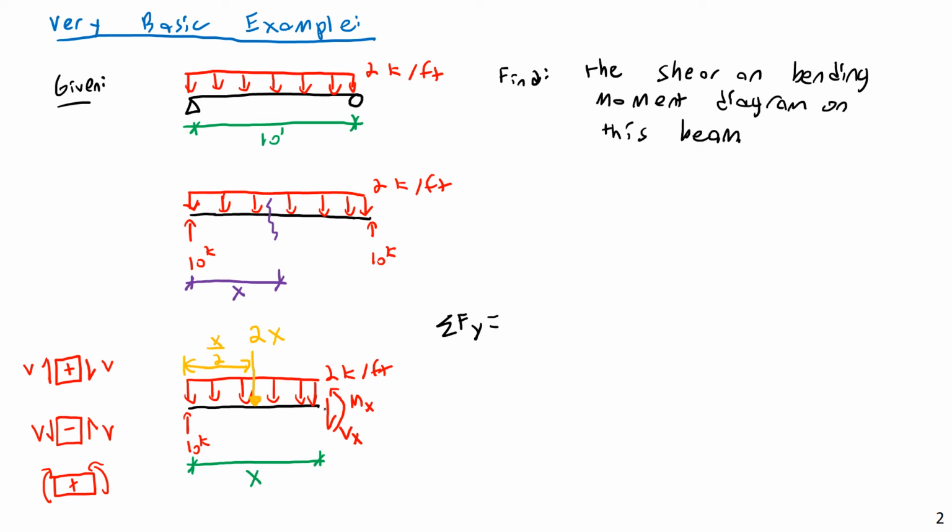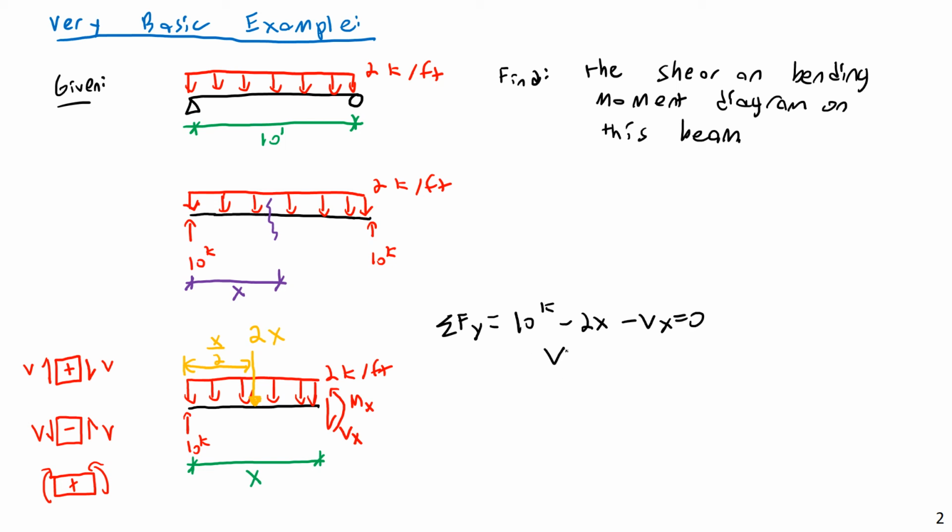When I set these up, I did assume a positive state of shear, but when you actually do the sum of forces, all that matters is whether an arrow is pointing upward or downward on your cut section. So I'm going to have 10 kips, and that's positive because it's pointing upward. Then I'm going to have minus 2x, the equivalent point load of this entire distributed load at some point x. And then minus Vx, and this equals 0.